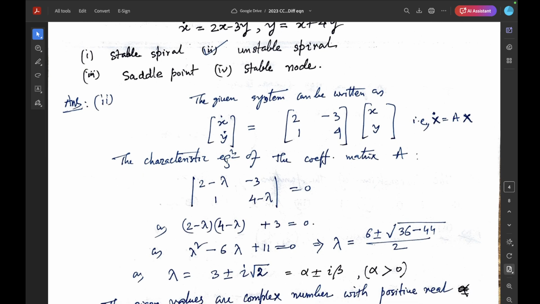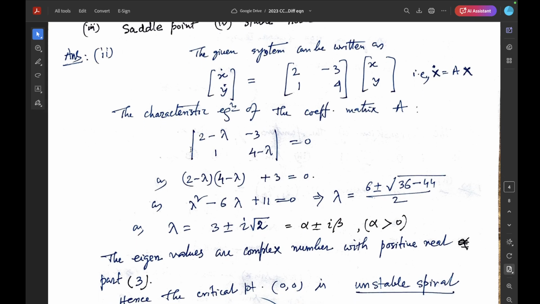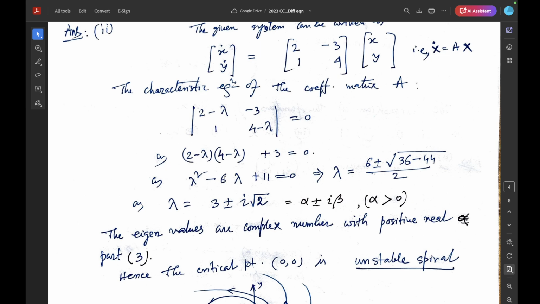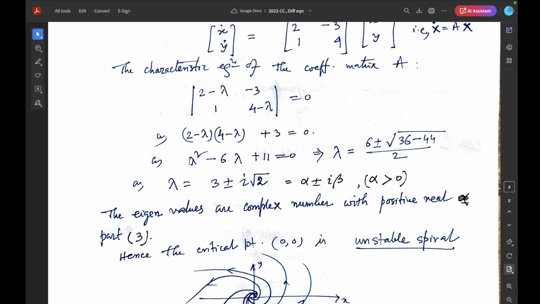And the characteristic equation of the coefficient matrix A is the determinant of 2 minus lambda, minus 3, 1, 4 minus lambda equal to 0. This is the quadratic in lambda: lambda square minus 6 lambda plus 11 equal to 0. Solving by Sridhar formula, we get lambda equal to 3 plus minus i root 2, which is alpha plus minus i beta.